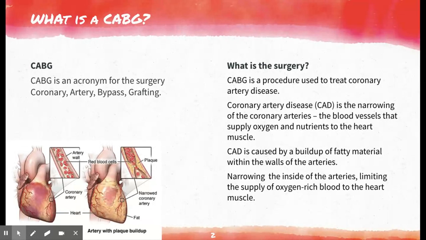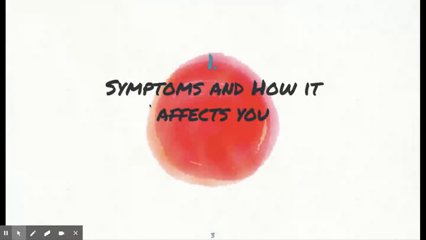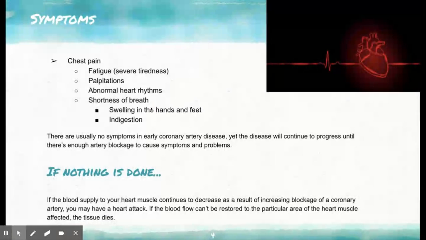CAD is caused by a buildup of fatty material within the walls of the arteries, narrowing the insides of the arteries and limiting the supply of oxygen-rich blood to the heart muscle. Here is what it looks like without plaque buildup and then with plaque buildup. Symptoms and how it affects you.